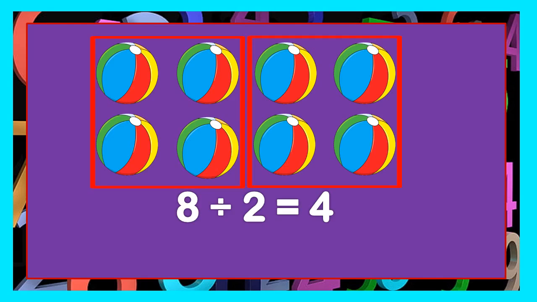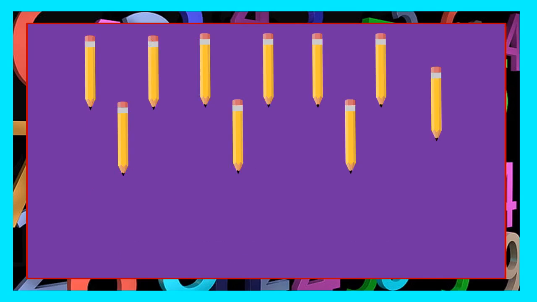Nahati ba natin ito sa dalawang magkapantay na grupo? Nahati ba natin ito sa dalawa na magkapantay? Oo. So, ang ibig sabihin niyan, yung 8 ay divisible sa 2. So, therefore, 8 is divisible by 2. Isa pang halimbawa. Meron ako ditong 10 lapis. Kung hahatiin ko to sa 3 magkapantay na grupo, ilang lapis kaya ang meron sa bawat grupo?